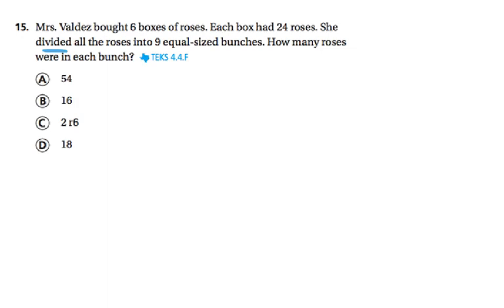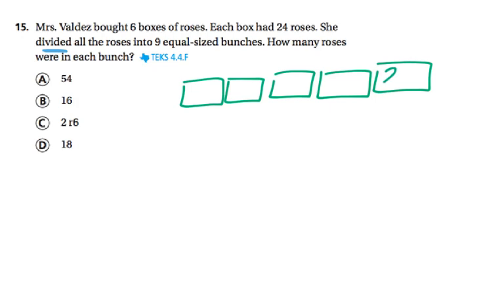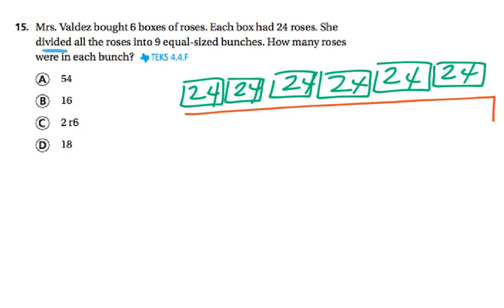Well, as I try to visualize this problem, I see that there are 6 boxes, and inside the 6 boxes there's the same thing, 24 roses. Ooh, it does help if I make 6 boxes and not 5. So she's going to divide all of the roses into 9 equal-sized bunches. So now I can imagine that all of this is getting divided into 9 groups.